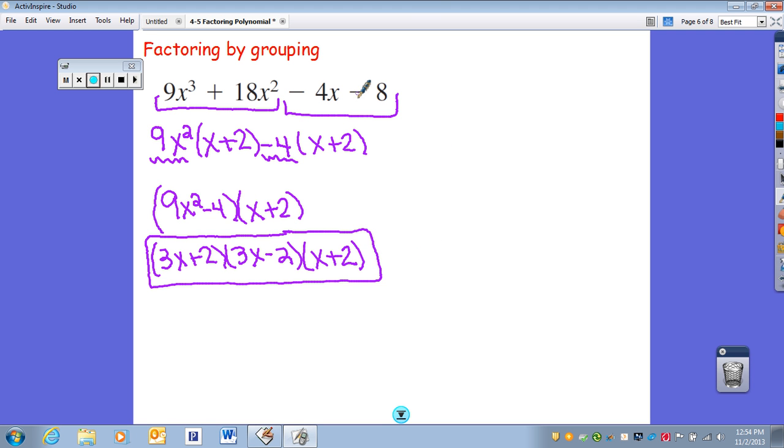Please be sure before you factor by grouping, you notice that it is 4 terms, it is a polynomial to the third degree, and that it is written in standard form.